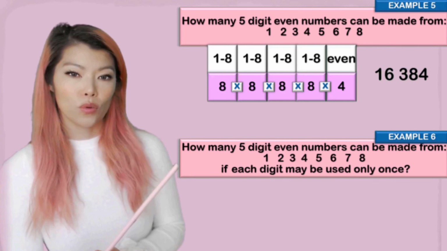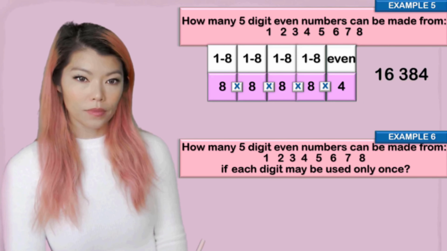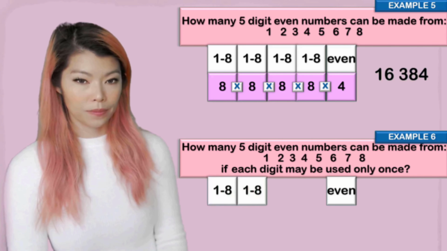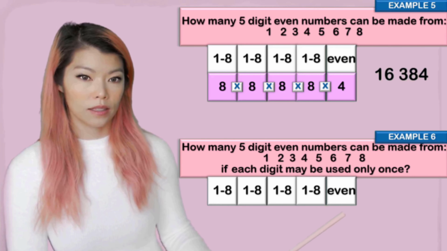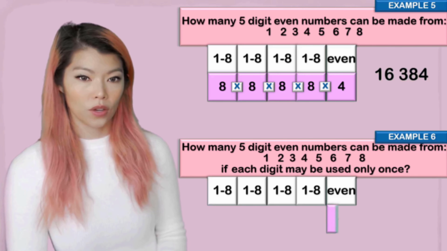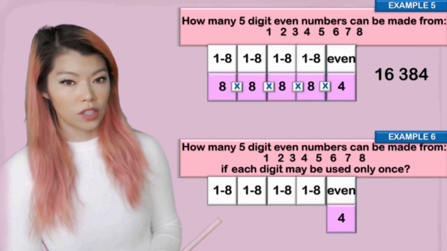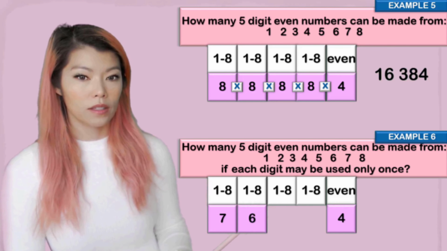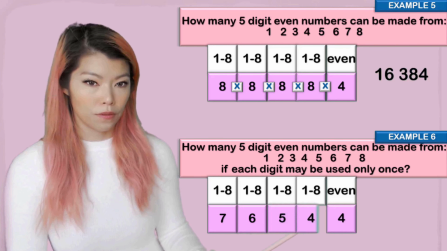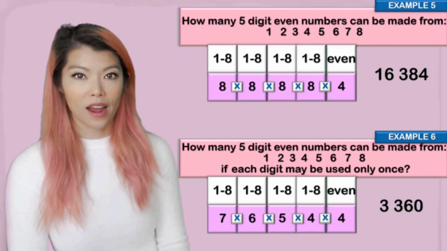What if we had the same question, but we can only choose each digit once? So again, start with the restriction, and we have 4 values we can put in as the last digit. We can put 2, 4, 6 or 8. And now that we've used one of the digits, how many digits do we have? We only have 7 left. And after we use that one, we only have 6, and then 5, and then 4. Multiplying these, we obtain 3,360.